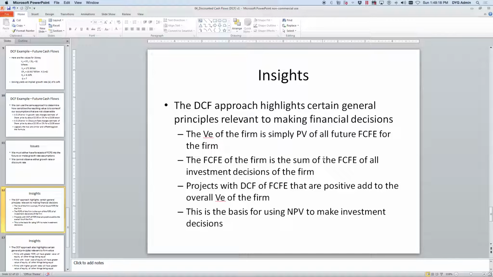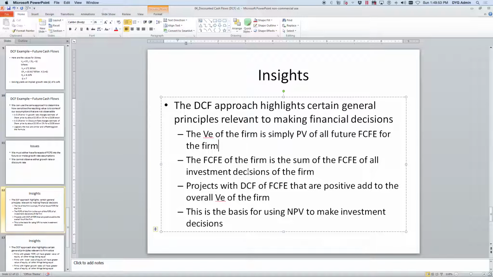Remember, the important thing about theoretical models isn't just whether they allow you to calculate a number that is representative of what the world is like. Sometimes it's about pointing out what kinds of things should add value. So the discounted cash flow approach does highlight certain financial decision-making principles. The value of the firm is simply the present value of all the future free cash flows to equity of the firm, discounted back at the fair return to equity.